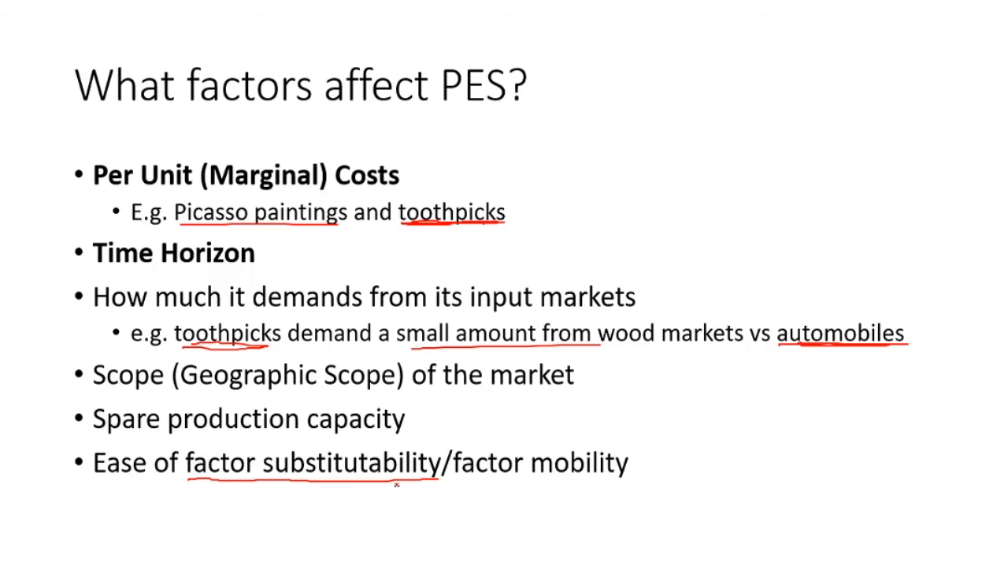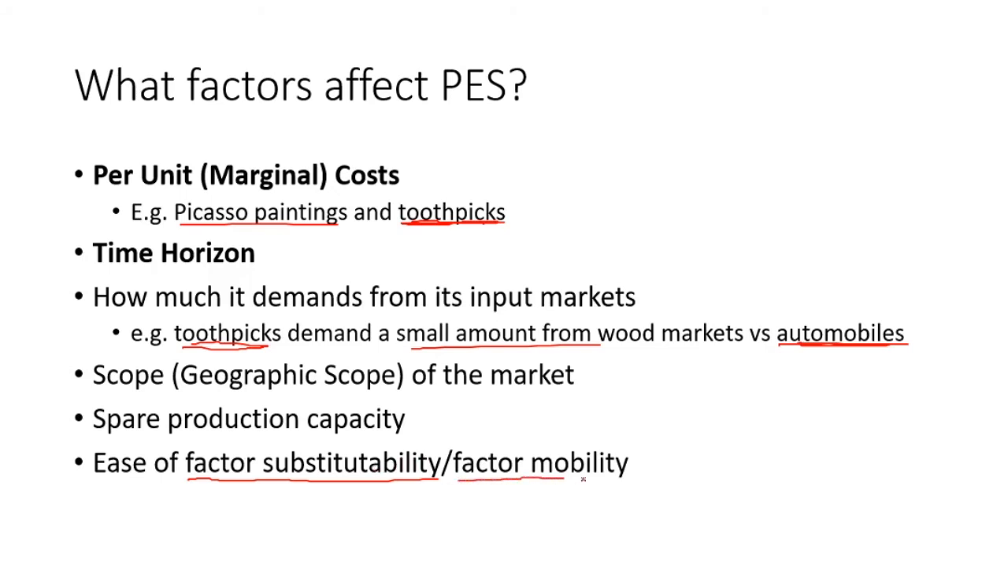If you have high factor substitutability, that makes it easier to produce more goods, and so therefore the price elasticity of supply would be more elastic if you had greater factor substitutability, because you could say, right, we need to produce more goods, so therefore let's shift some of the factors that used to be producing something else into this good that's now increased in price, and so therefore we're going to increase our quantity supplied for that good.